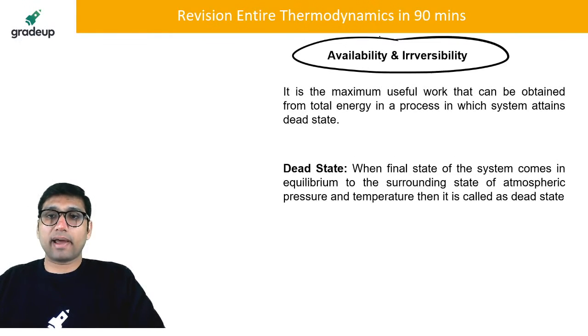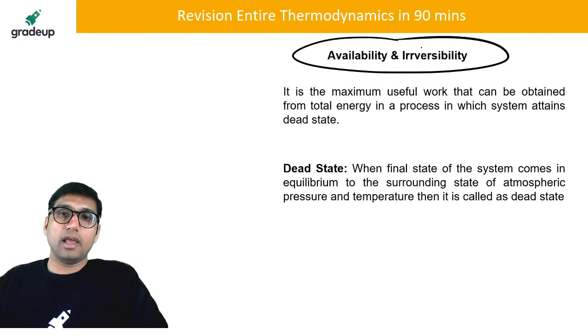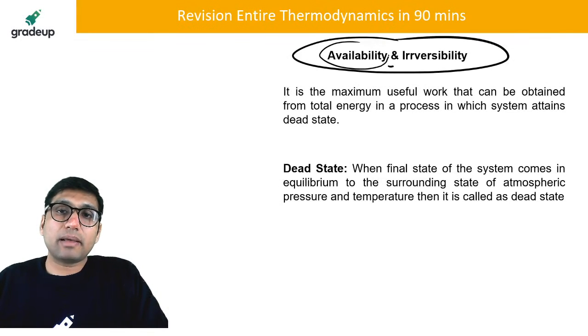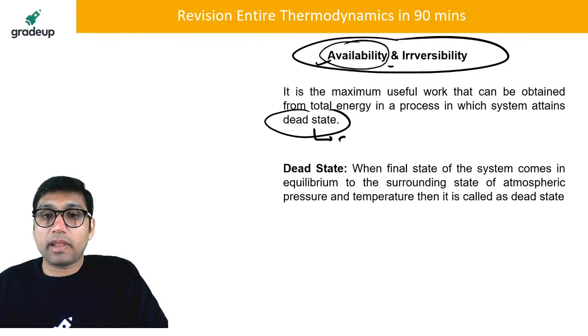Now let's come to another topic, which is availability and irreversibility. What is availability? Availability is defined as the maximum available work that you obtain when the final state becomes a dead state. Dead state means equilibrium with the surroundings.